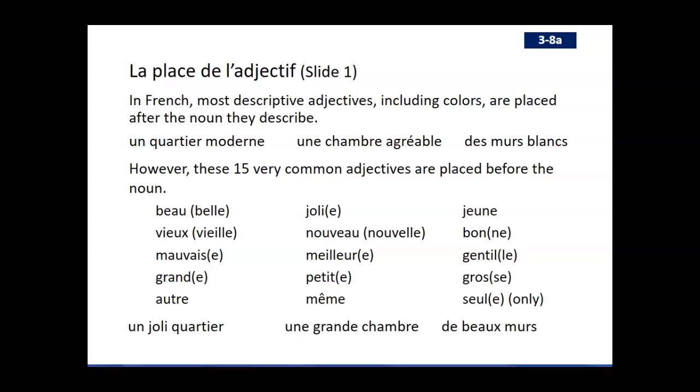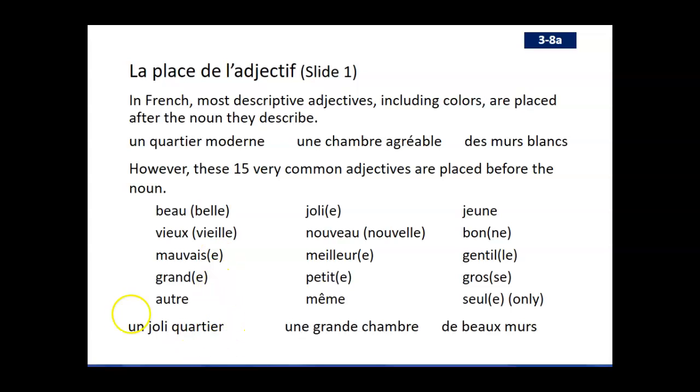Okay, so of course in every language there are always going to be exceptions to the rules. So even though the general pattern is that adjectives follow nouns, there are 15 very common adjectives that are placed before the noun. And those are beau, which is the masculine form, or belle, which would be the feminine form. So I can say une belle femme, a beautiful woman. Okay, vieux, which is the masculine form, and vieille, which is the feminine form. So une vieille femme, an old woman.